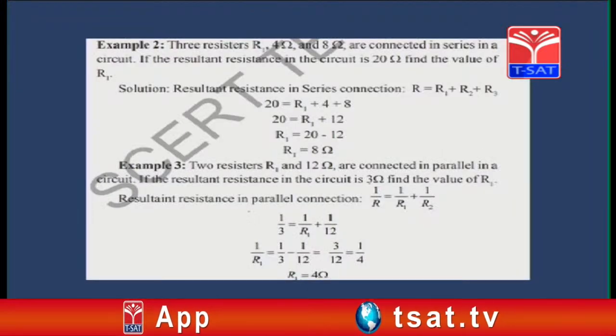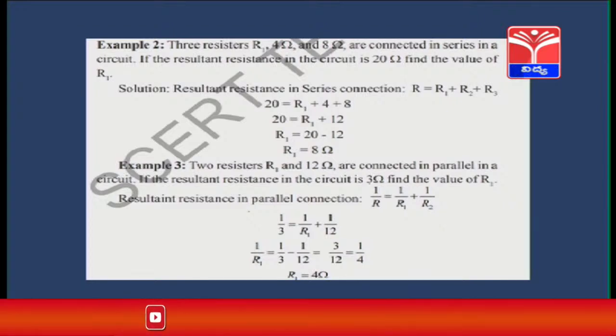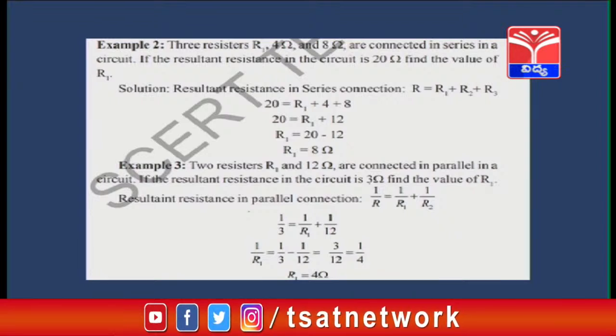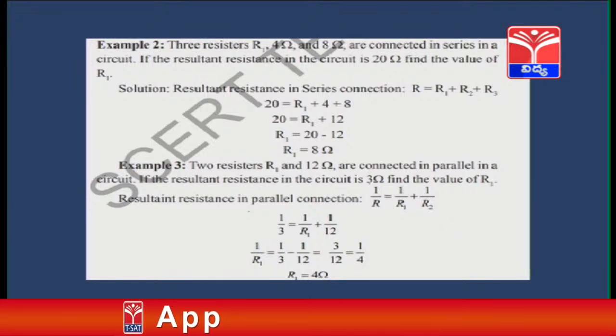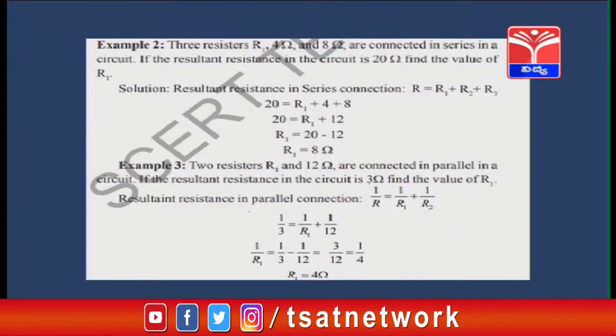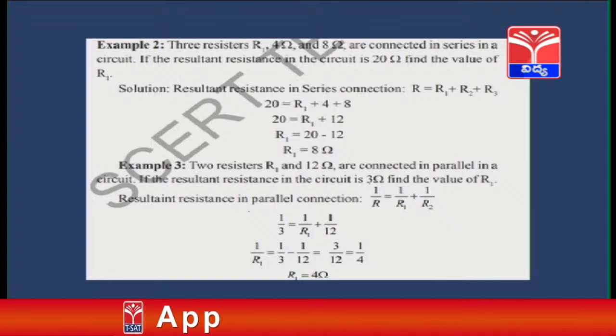Another numerical, 2 resistors R1 and 12 ohm are connected in parallel in a circuit. If the resistance in the circuit is 3 ohm, find the value of R1. So, resultant resistance in parallel connection is given by 1 by R is equal to 1 by R1 plus 1 by R2. Substituting the values, 1 by 3 equal to 1 by R1 plus 1 by 12, and from this 1 by R1 is equal to 1 by 3 minus 1 by 12, which comes out to be 1 by 4. So, R1 will be equal to 4 ohm.